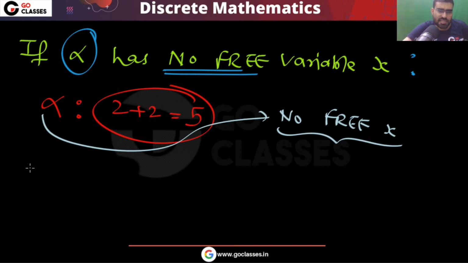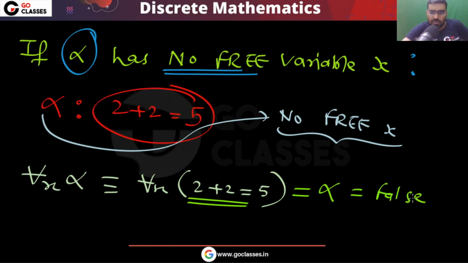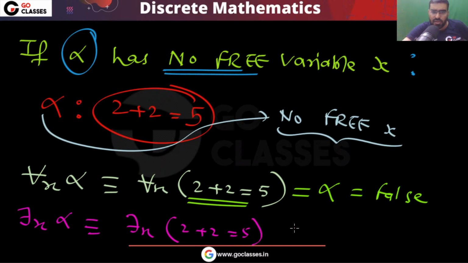So you can easily see that if I ask you for all x alpha, that simply means for all x, 2 plus 2 equal to 5. It will only depend on alpha, right? Yes or no? The answer will only depend on alpha. Is this clear? So this will be the same as there exists x, 2 plus 2 equal to 5. The answer will only depend on alpha. That is false.